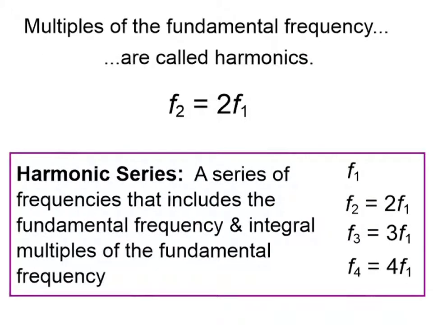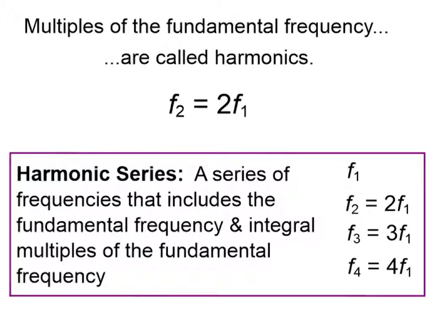When we start talking about fundamental frequencies, we can also talk about something called harmonics. Multiples of the fundamental frequencies are called harmonics. For example, if the fundamental frequency is represented as f sub 1, we call that the first harmonic, and then the second harmonic is equal to 2 times that first harmonic, or that fundamental frequency.